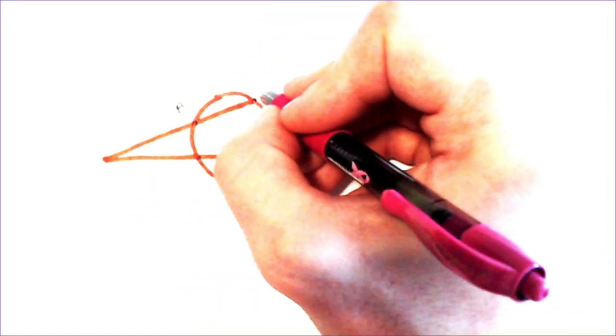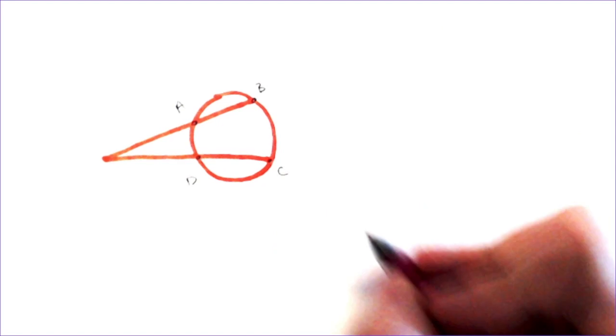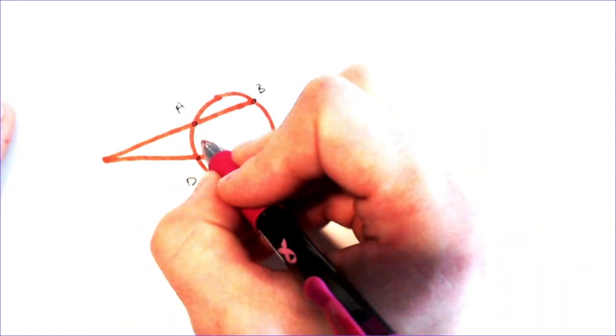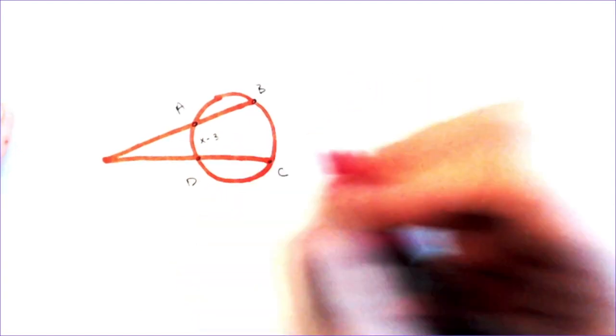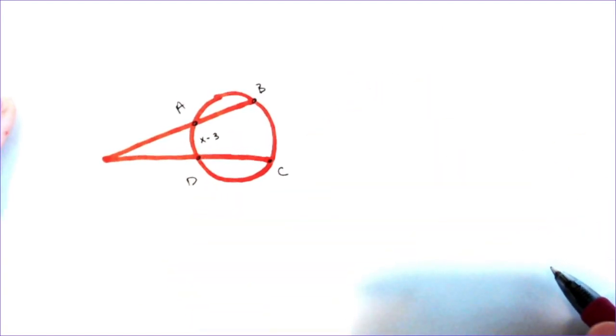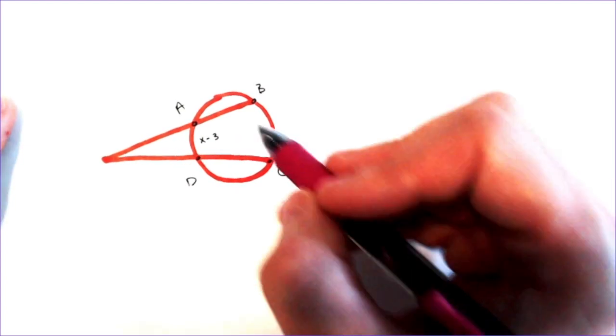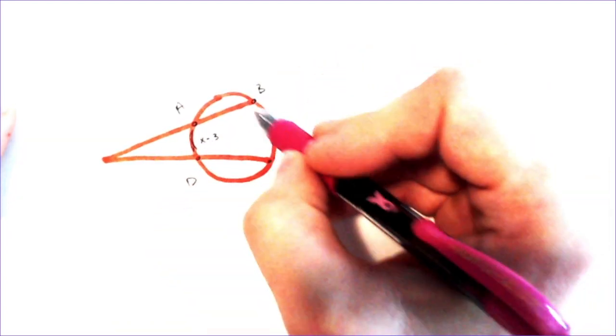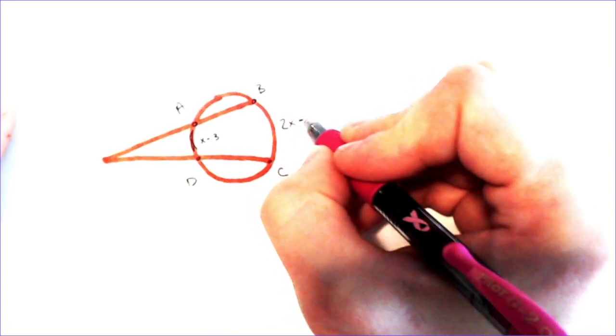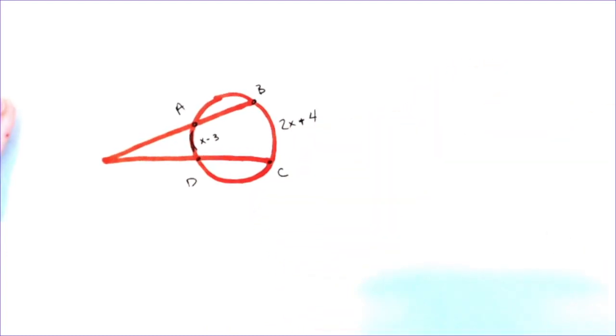But instead of giving us all of the angle measurements, or arc measurements, I am going to make it a little more difficult. Let's call the points A, B, C, and D. I'm going to say that this is x minus 3 for A to D. For B to C, I'm going to say that's 2x plus 4. And I'm actually going to be giving us the angle in this case. I'm going to say the angle is 40 degrees.